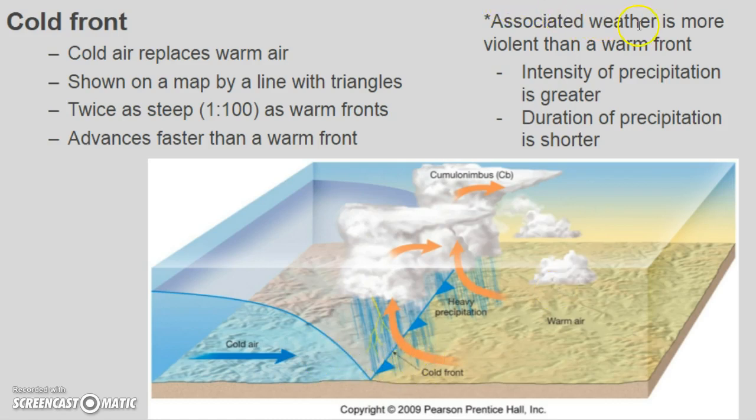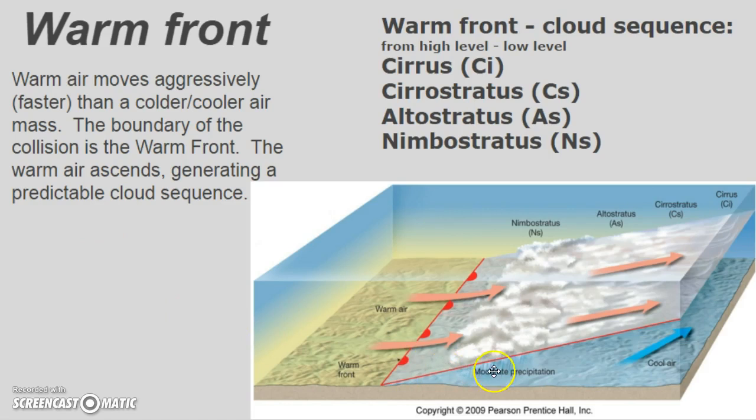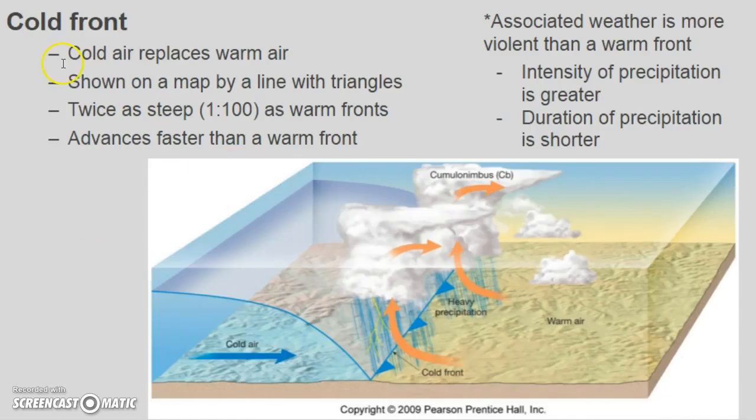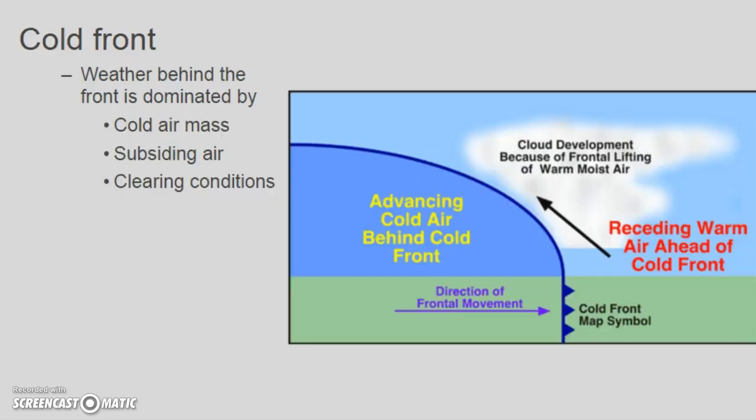The weather associated with cold fronts is more violent than with a warm front. The intensity of precipitation is greater, but the duration of precipitation is shorter. So a warm front can bring longer-lived precipitation, but no severe weather, whereas a cold front can be very severe. Cumulonimbus clouds are associated with cold fronts. Very, very intense precipitation potential, just over a shorter duration.